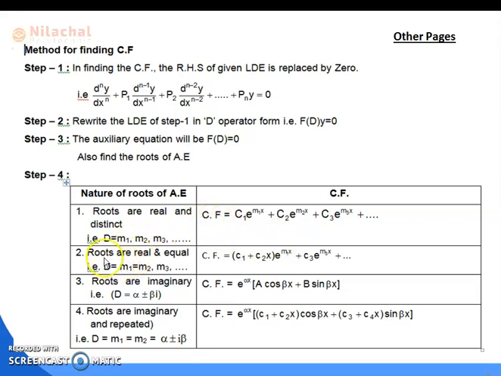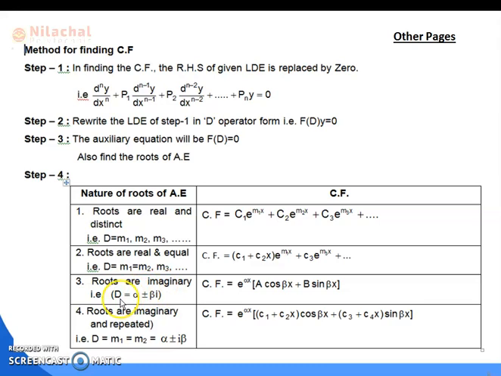Then come to the case where roots are real and equal. Sometimes after solving the auxiliary equation, you will find the same value of D, and those are known as real and equal roots. Suppose m1 equals m2. Then we write the formula for CF equals c1 plus c2x, whole multiplied by e to the power m1x, plus c3, suppose m3 is different, so c3 e to the power m3x. Clear?